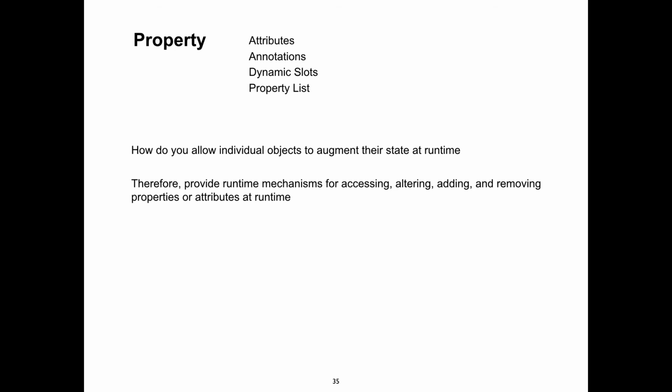And so at some point, objects may need to have more state than they did before because the rules require it. Because we're making it very general, and the specific case requires more data. And so the property pattern is, how do we allow objects to add state to them at runtime?